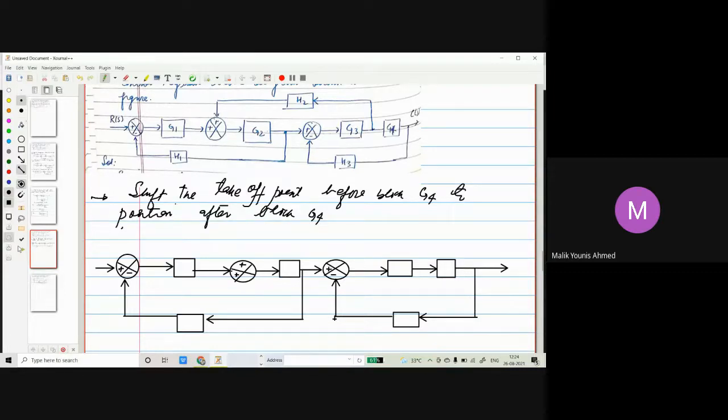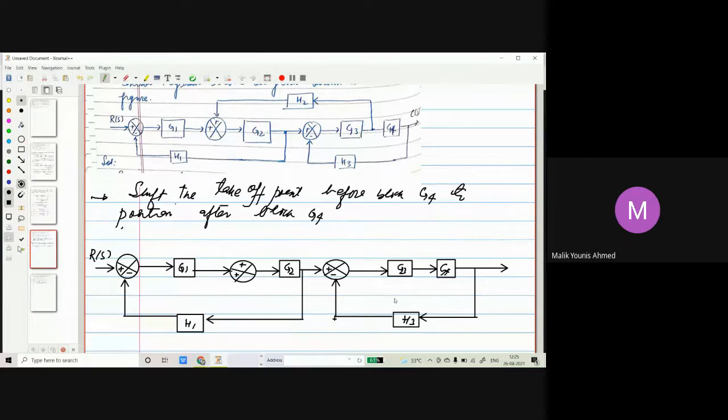And see here now. Let's mark these points. This is R of S. G1, H1, one signal we have missed, I think. G2 here, G4, H3.